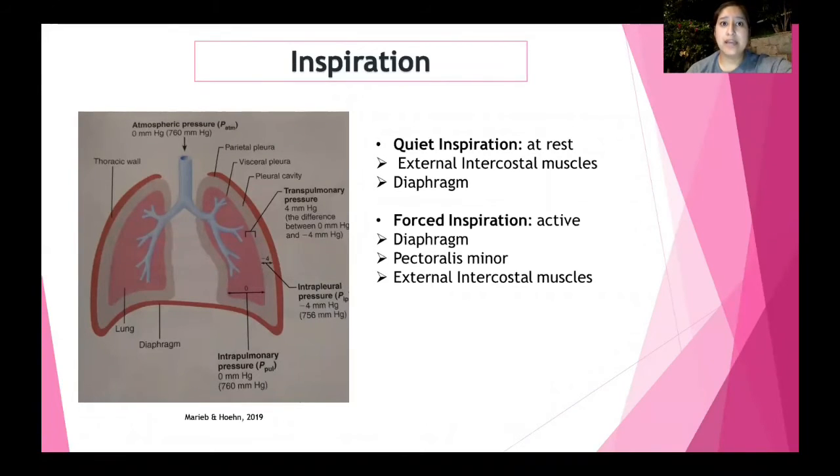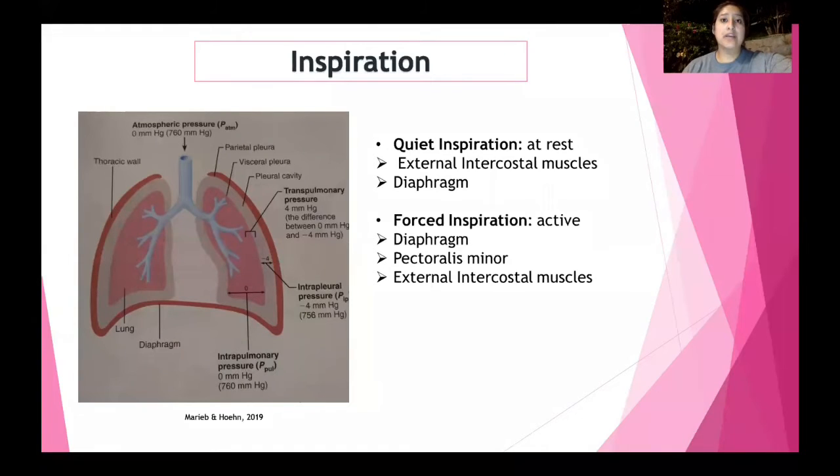Inspiration can be broken down further into two subcategories. Quiet inspiration, which you do at rest, just like you're doing now while watching this presentation. Quiet inspiration uses the external intercostal muscles and the diaphragm. The second category of inspiration is forced inspiration, which is an active process. It uses the diaphragm, the pectoralis minor muscle, and the external intercostal muscles.